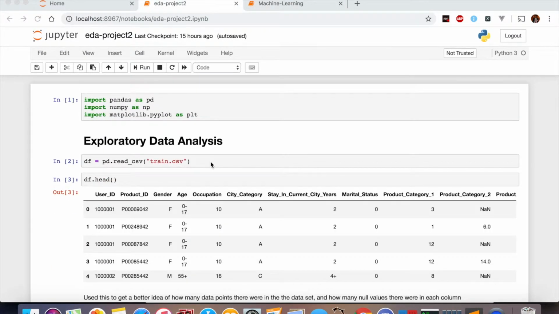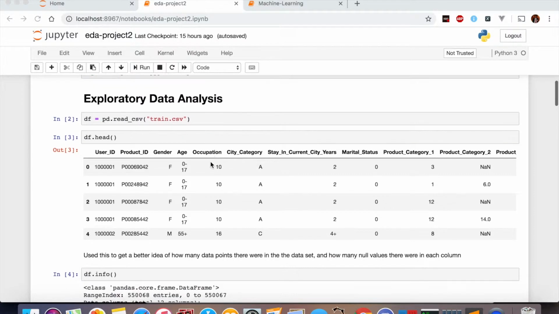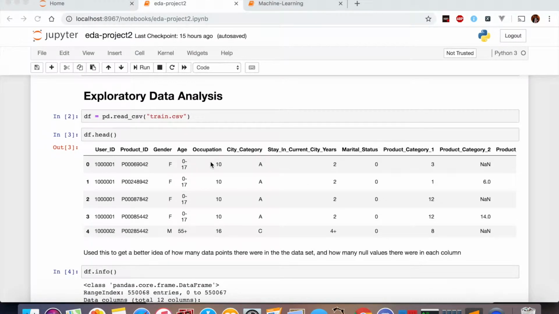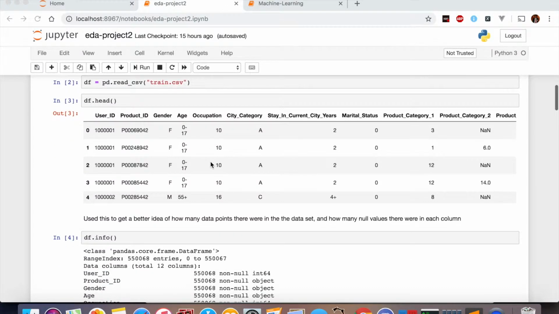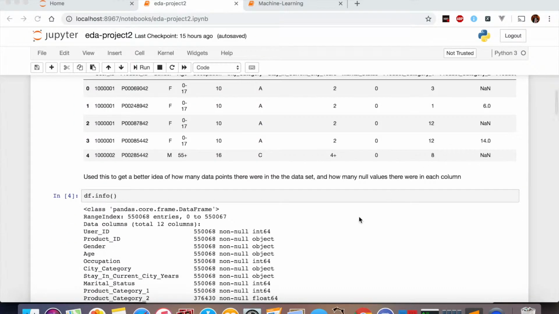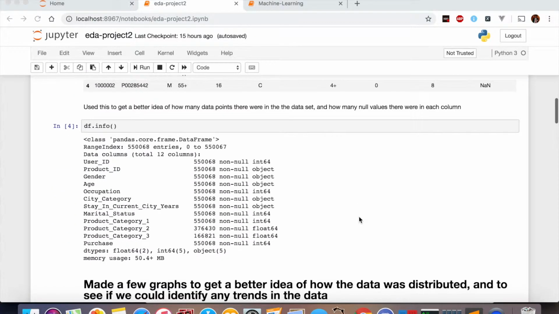Doing a little bit of exploratory data analysis, initially we just wanted to get a better idea of how the data was formatted, the structure of it, and what all the columns had in them. As we looked at it, we realized some of the columns had some null values, so we wanted to take a deeper dive into this. Once we got the information on the data set, we realized the only two columns with null values were product category 2 and product category 3.